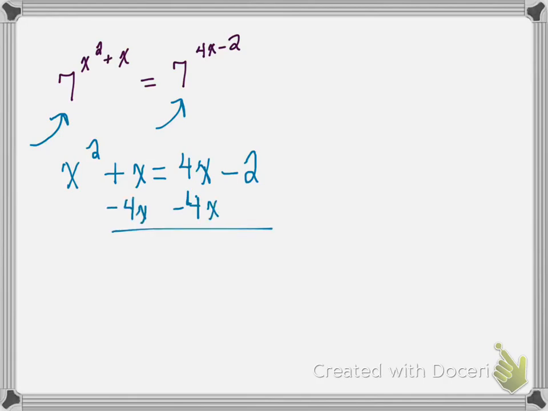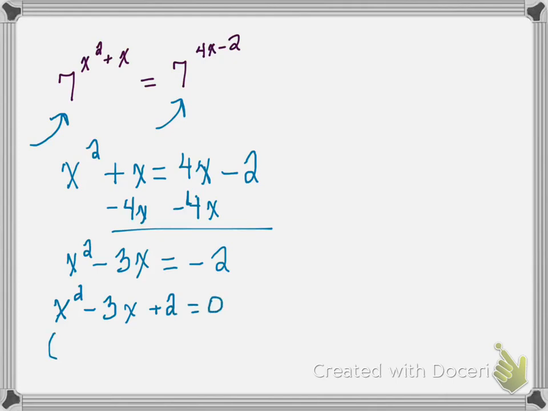There we go. So then I have x squared minus 3x equals negative 2. What's the next thing I do? Bring my 2 over. This hopefully is an incredibly straightforward factor. So I have x squared minus 3x plus 2 equals 0.